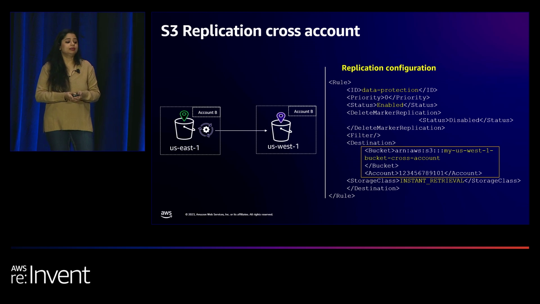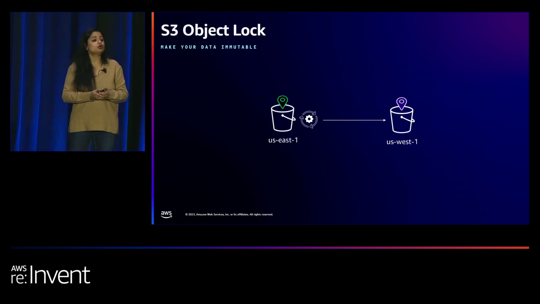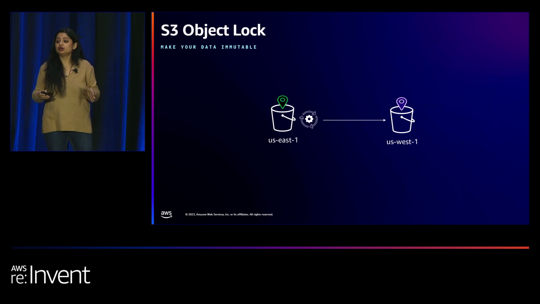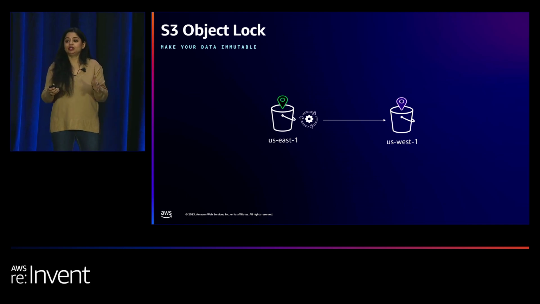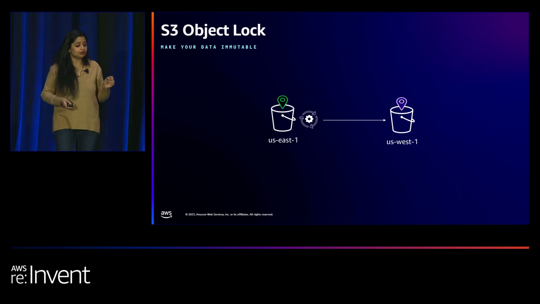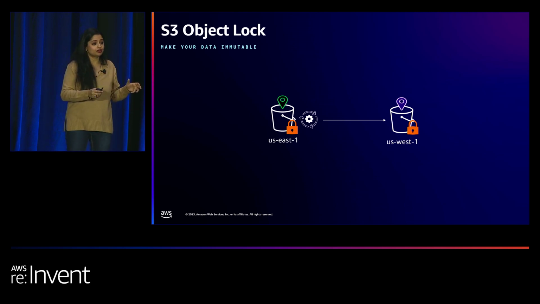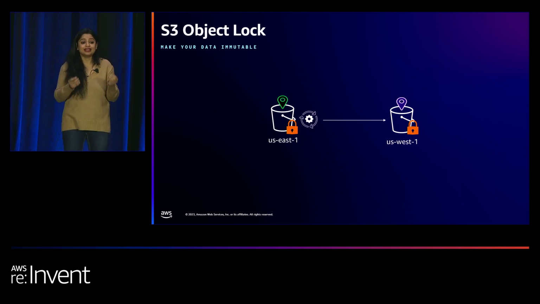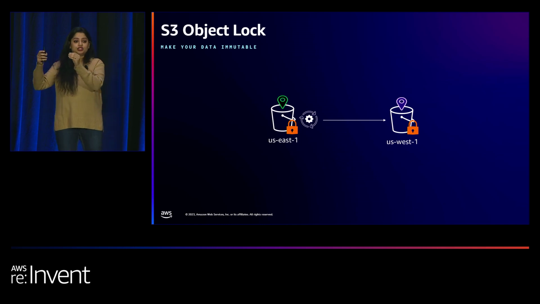Now, apart from replicating to a different AWS account, you can also choose to make your objects immutable by enabling S3 object lock. You can choose to enable S3 object lock on your destination bucket only to make sure that your backup data is impossible to delete, or you can enable it on both source and destination buckets. If you have S3 object lock enabled on your primary bucket, then you can easily create a replication configuration on that bucket to replicate these protected objects along with their retention metadata to an S3 object lock enabled bucket at the destination.